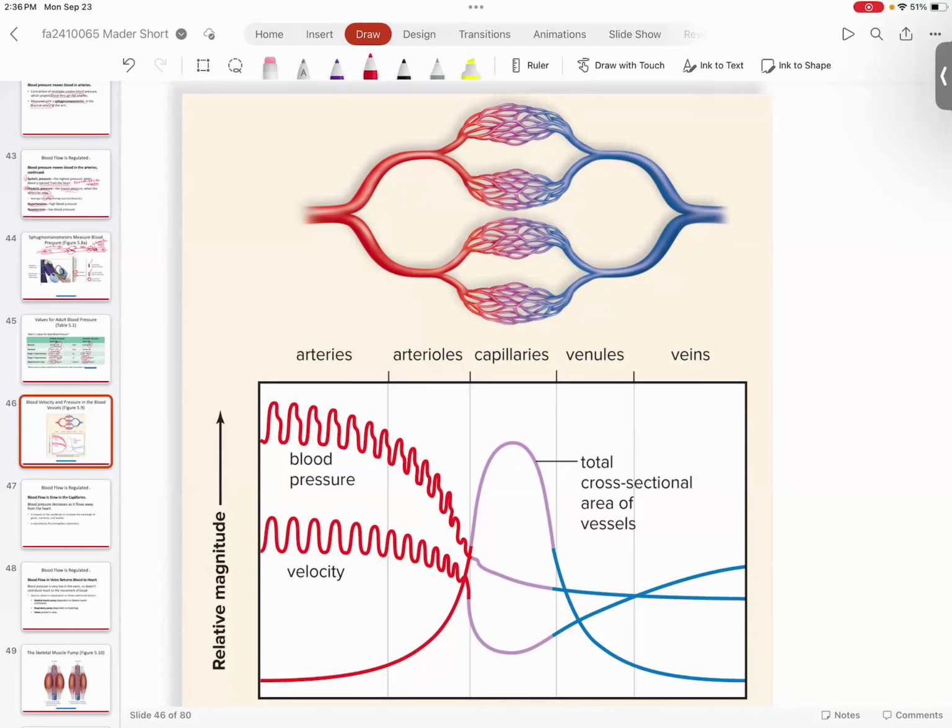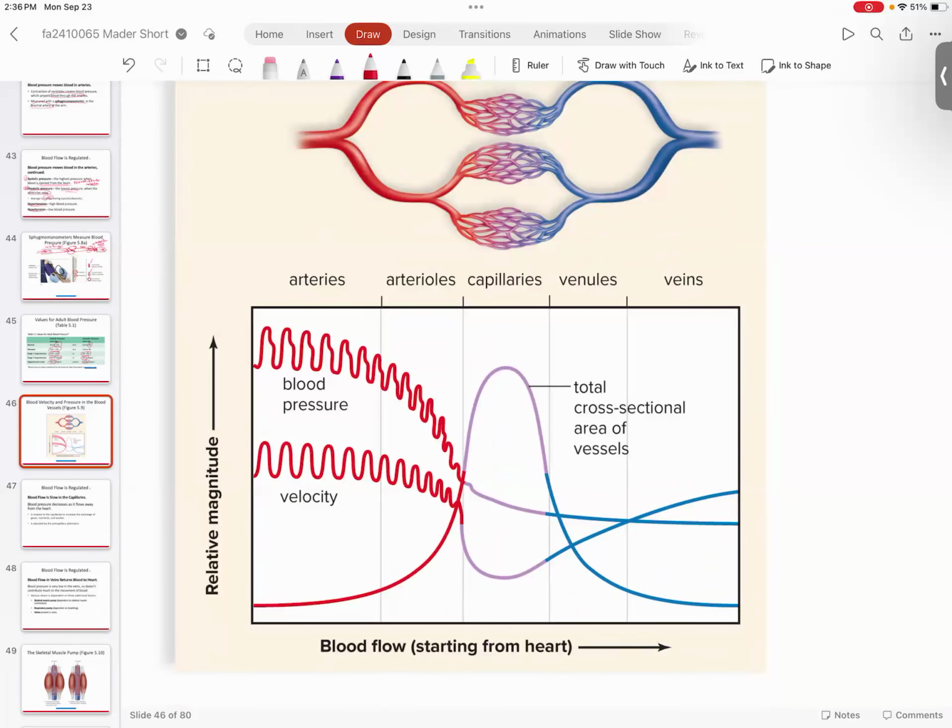So this is basically a view of how these different parameters look as you move through the arterial system. As we move pressure-wise through the arteries, arterioles, capillaries, venules and veins, you can see the blood pressure starts off very high in the arteries. Then as it goes through the arterioles, it goes way down until you get to the capillaries. You can see there's still a little bit of pressure in the capillaries.